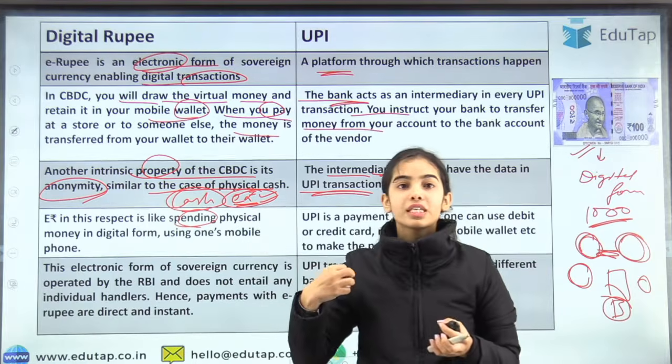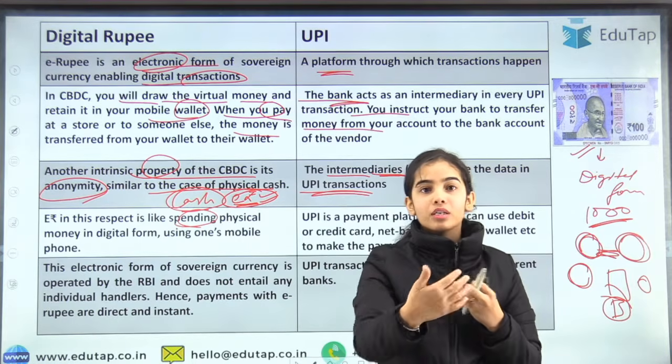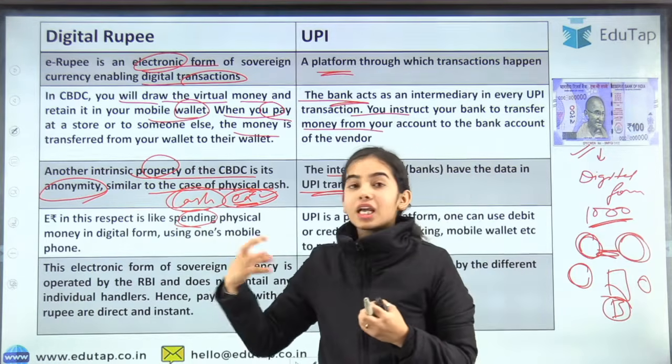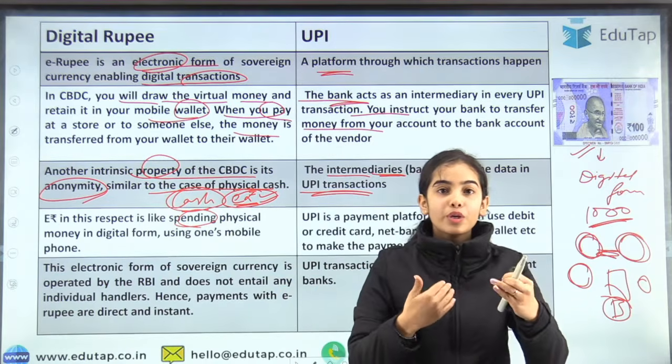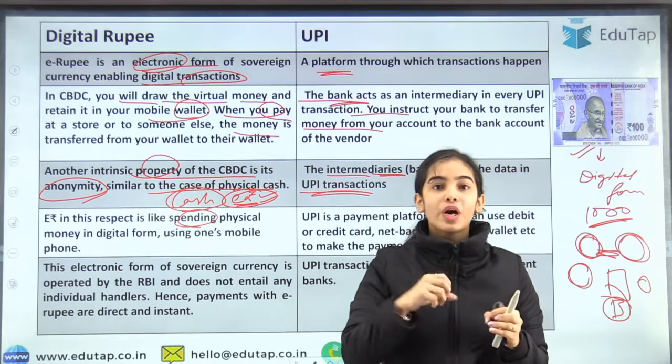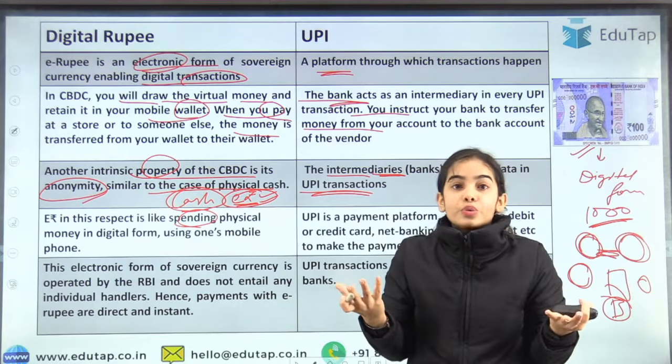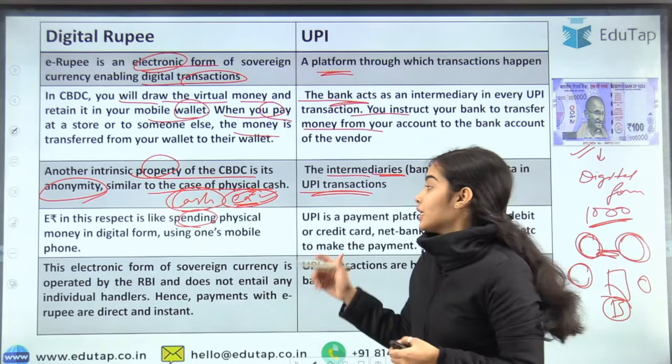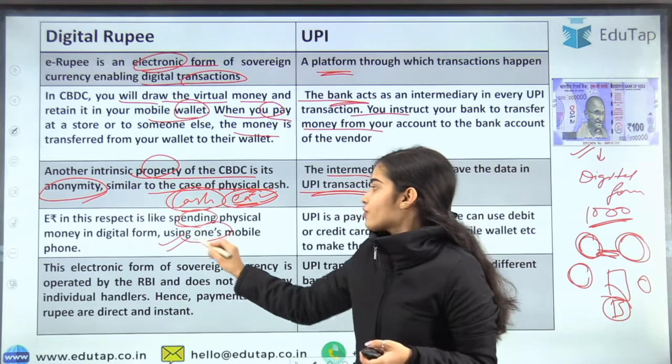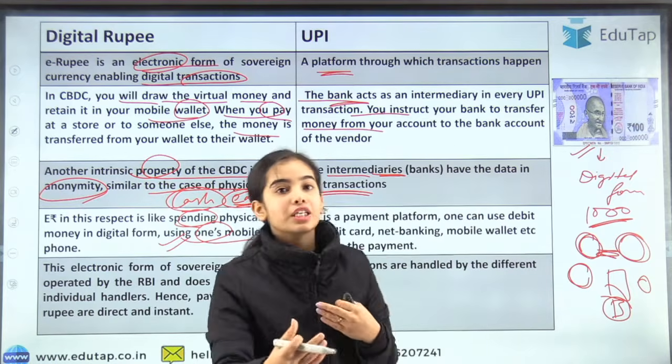Now the e-Rupee in this respect is like spending physical money in digital form. You are taking out the physical money, you are transacting between yourselves. You are taking out the digital money, you are transacting between yourselves. There is no intermediary after you have taken out the money. How you are using that money cannot be tracked. So using one's mobile phone, you can easily transfer the digital rupee.